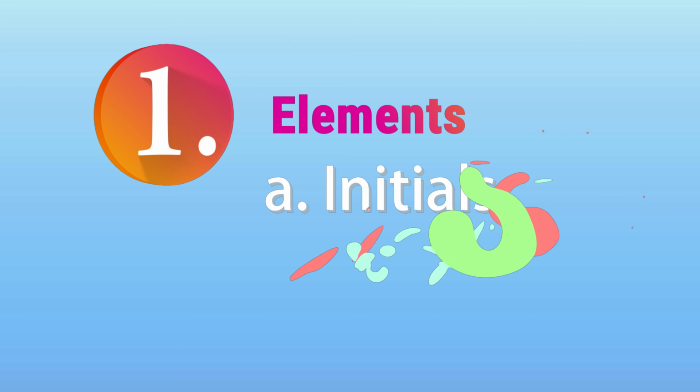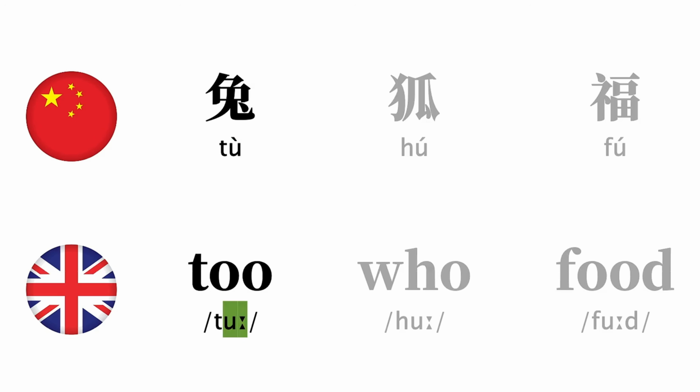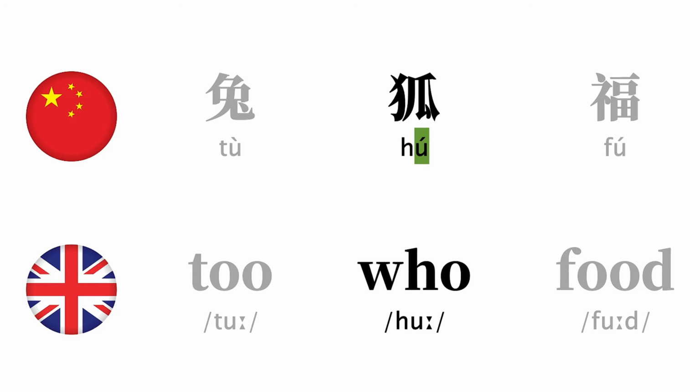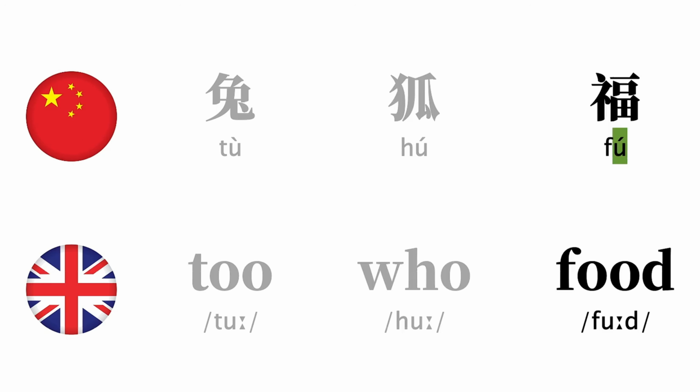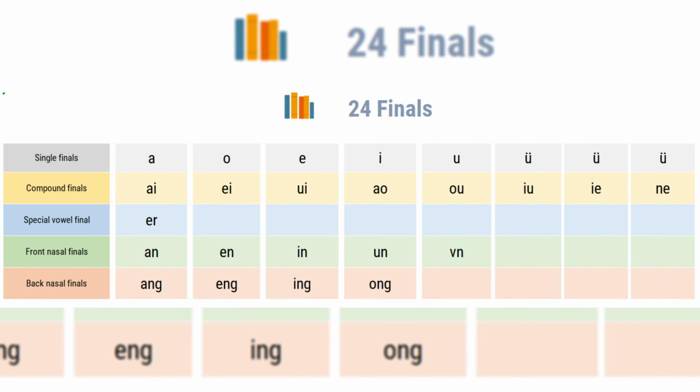In the pinyin system, the finals are integral parts of representing vowel sounds in Mandarin Chinese. Likewise, Mandarin Chinese has a more limited set of finals than English. Wu, hu, fu, food. There are a total of 24 finals based on their structures. Finals can be classified into single finals, combined finals, and nasal finals, as you can see on the screen.